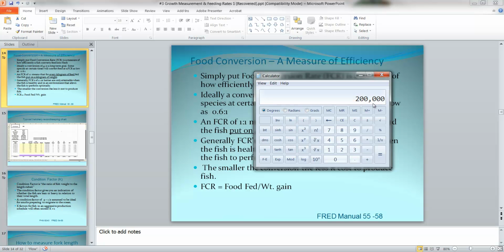And everybody knows that there's 1,000 grams in a kilo, so let's convert this to kilograms. Let's divide that number by 1,000, equals, so there's 200 kilograms of fish to start with. That was a couple of weeks ago. Here I'm not so worried about the amount of time. So 200 kilos of fish to start with. That's how many fish were in that tank.